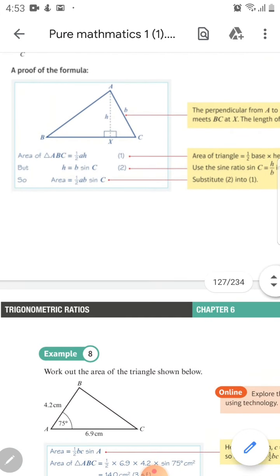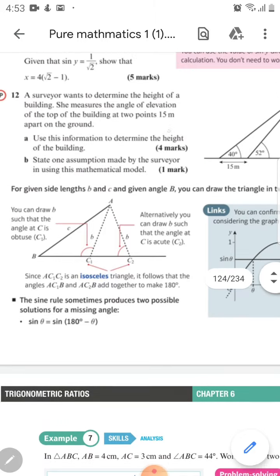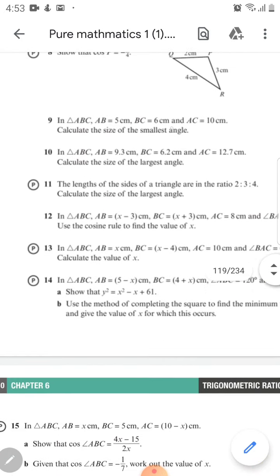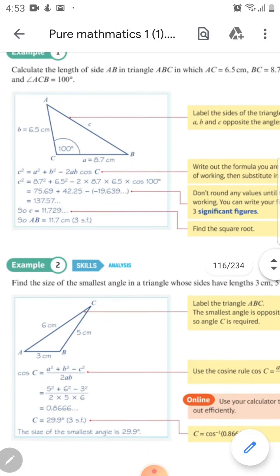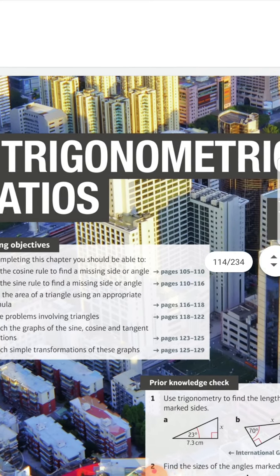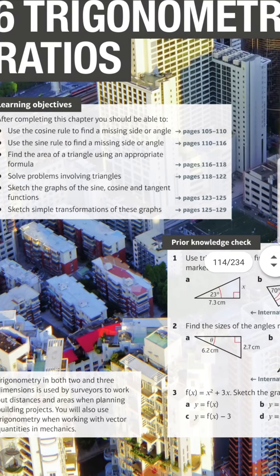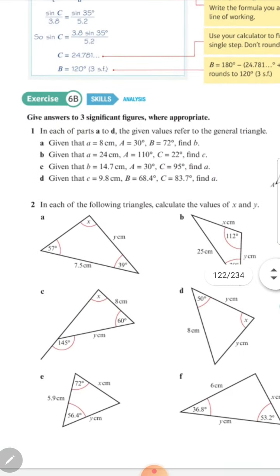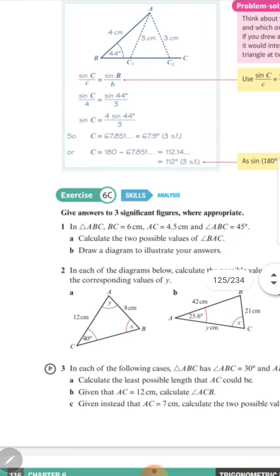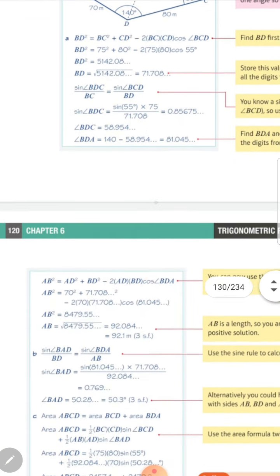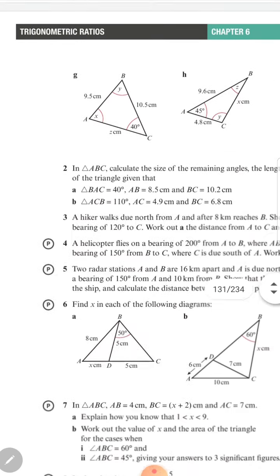Another proof which you will see in the past papers very frequently for A level maths, chapter number 6. Chapter name is trigonometric ratios. Exercise 6G, question number 6. Exercise 6G, question number 6, part 1.